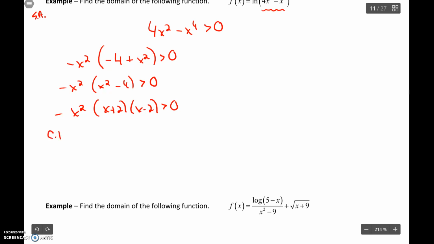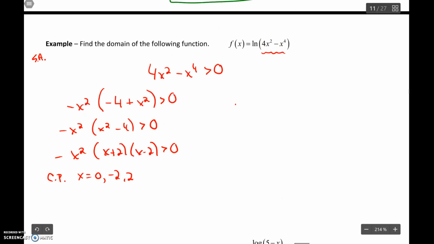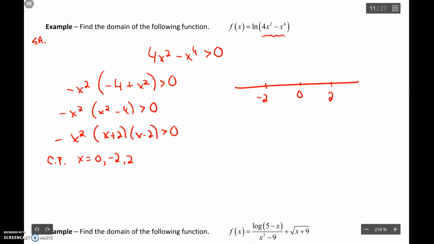Let's find the critical points. Set it equal to 0 to get the critical points. That would be x equals 0, -2, and +2. And now let's do the sign analysis. -2, 0, +2. Three values divide the number line into 4 regions. Let's pick a test point on each of these regions: -3, -1, +1, +3. And let's plug each of these values in and get a value for our sign. I'm going to treat these as 3 factors: factor 1, factor 2, factor 3. So I'm going to get 3 signs.